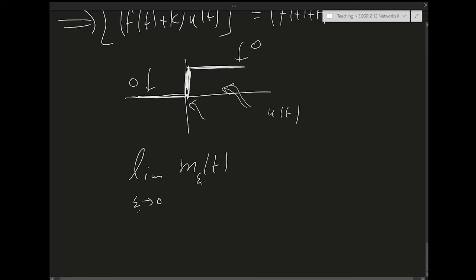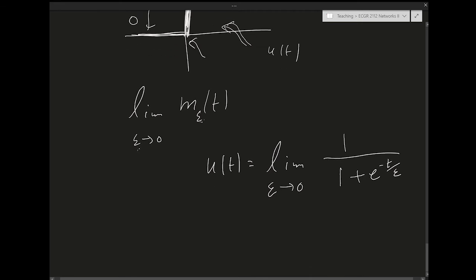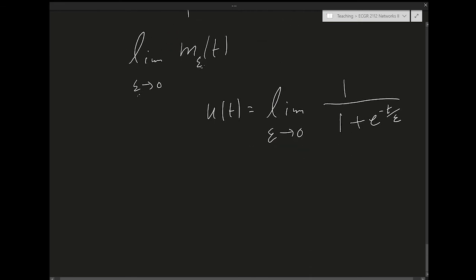What could this function be? It could be anything. One common choice is this: I can define u of t as a limiting process of a set of functions where the parameter epsilon approaches 0, and the functions look like this: 1 over 1 plus e to the minus t over epsilon. How would those functions look? They look as follows.